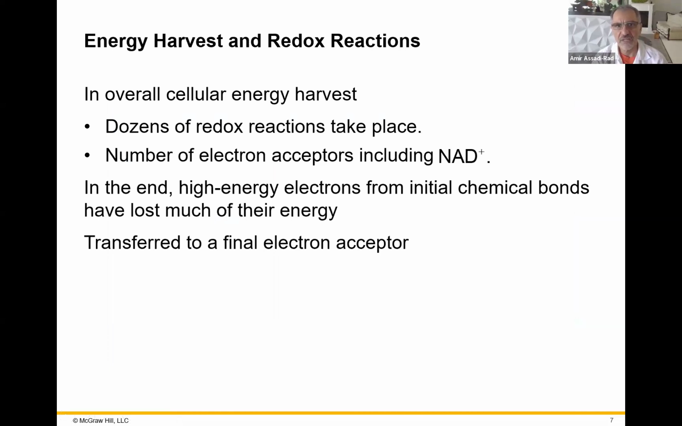Energy harvest and redox reactions. In overall cellular energy harvest, dozens of redox reactions take place. Do not worry about the number dozens. He's just saying a lot of chemical reactions occur. There are a number of electron acceptors, including NAD. In the end, high energy electrons from the initial chemical bonds have lost much of their energy and transfer to a final electron acceptor. You will see all of this, I hope with diagrams.